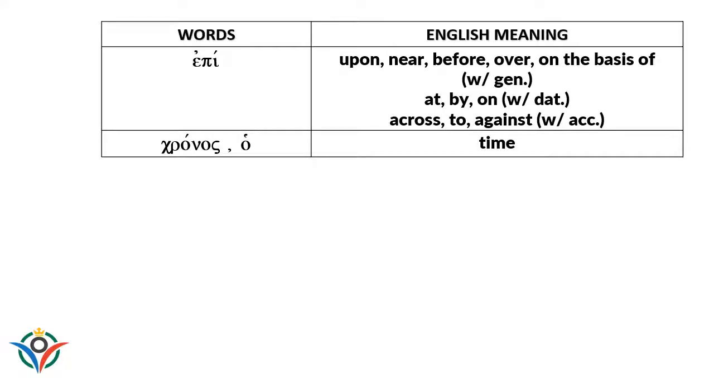Just two more words, as I couldn't fit them all on the same slide. We have epi, which is a preposition. So it can mean upon, near, before, over, on the basis of with the genitive, or at, by, or on with the dative, or across, to, or against with the accusative. So as you can see, this preposition has many variations of ways that you can translate it. And then lastly, we have chronos, ho, which means time.